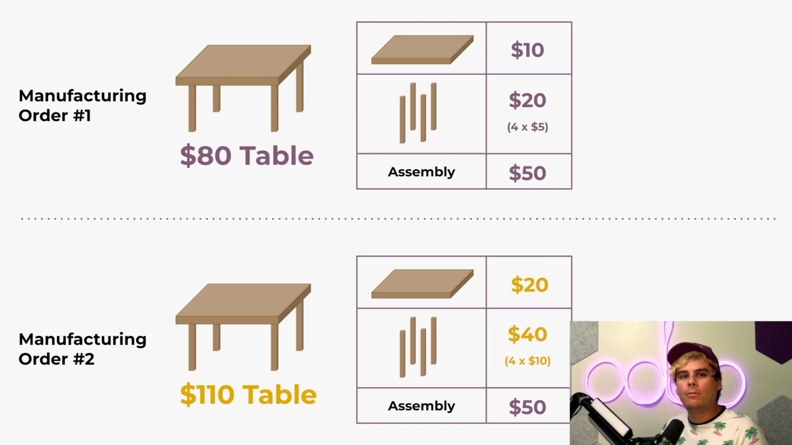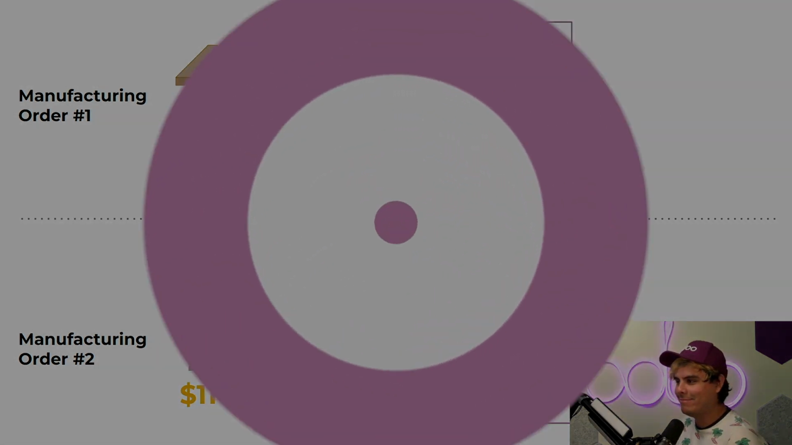In this video, I'll be creating two manufacturing orders for tables using differently priced components to illustrate how the average costing method determines the product cost. So, without further ado, let's get to our database.